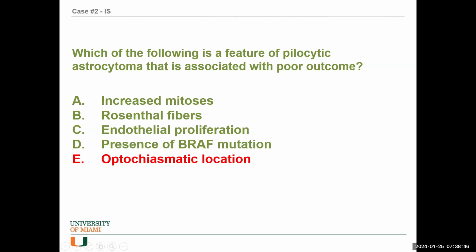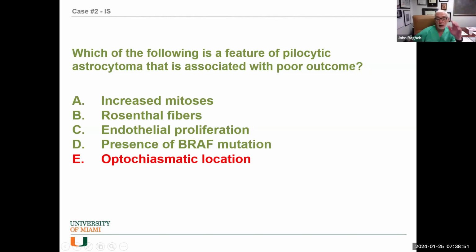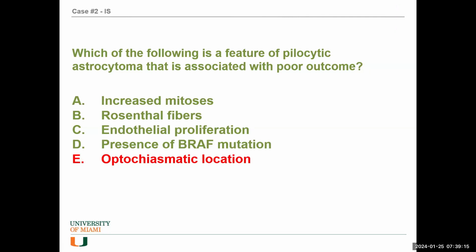Yes, absolutely. This is Raghib. I'm sorry to interrupt, but I think you make an important point about location. I want to make sure everybody understands that the optic pathway JPAs in children are a unique entity, which are very indolent, do not require resection, and have a very good prognosis, and that a great deal of harm is created by aggressive surgical resection. Right, and that's been an evolution in their management.